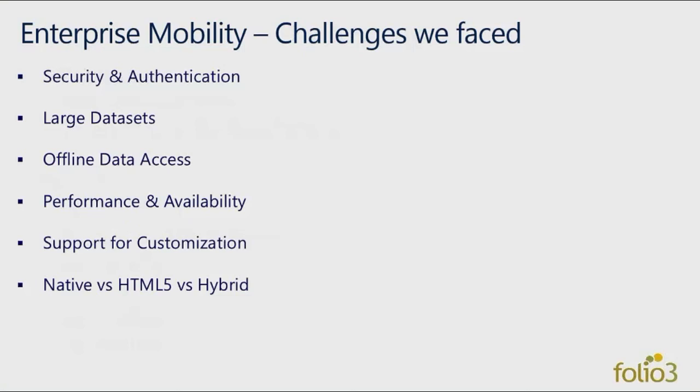Now, I have identified 6 major challenges that we need to address before we get into the core of mobility. The first one is security and authentication. The second one is large data sets. The third one is offline data access, performance and availability. The support of customization is one of the most important ones, and some of it was discussed by Rehan. And which app should we develop: native, HTML5 or hybrid?